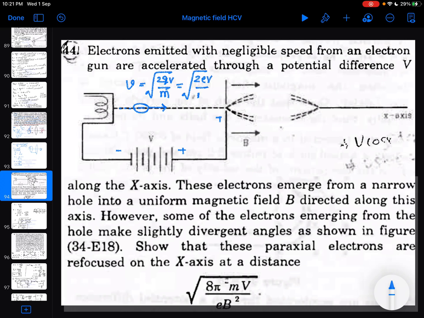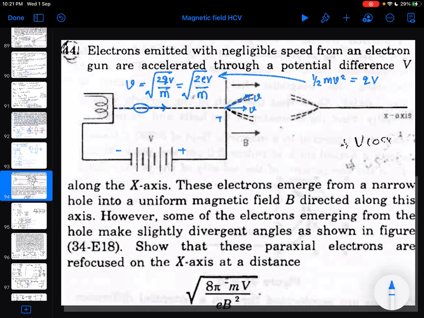So it will be 2eV by m, because the kinetic energy, half mv squared, is nothing but the work done, charge into potential difference. On solving you will get v as under root 2eV by m. So with this velocity the electrons emerge out. Further, some of the electrons emerging from the hole diverge slightly.